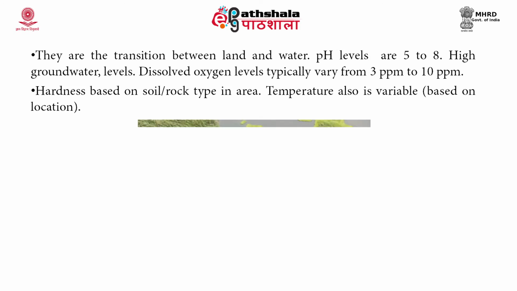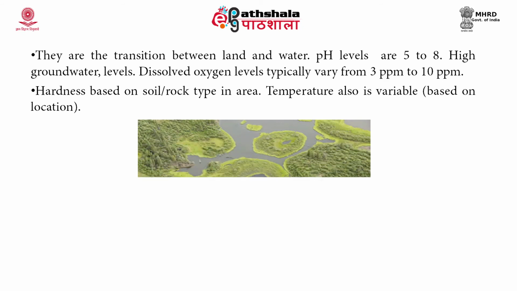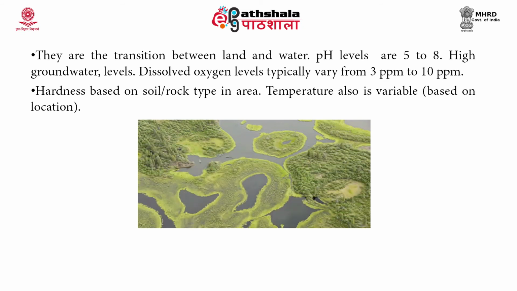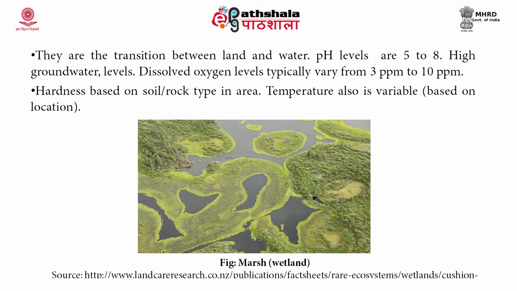pH levels are 5 to 8. High groundwater level. Dissolved oxygen level typically varies from 3 ppm to 10 ppm. Hardness is based on soil and rock type in an area. Temperature also is variable based on the location.